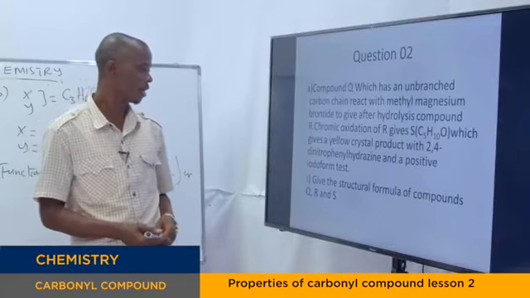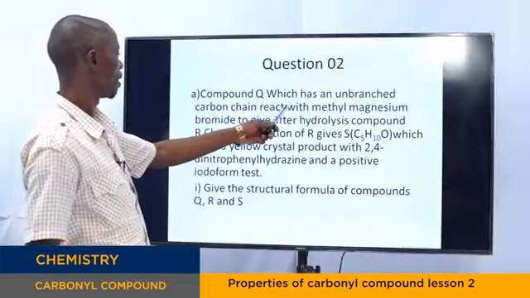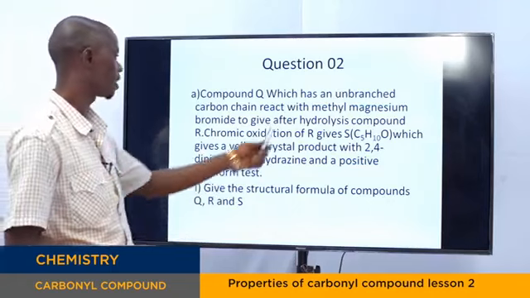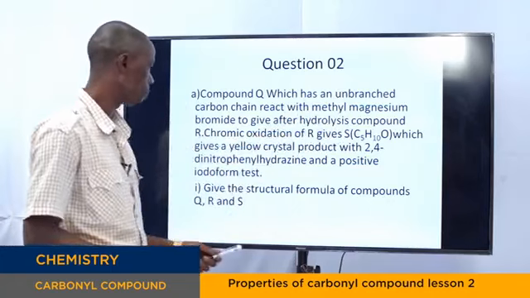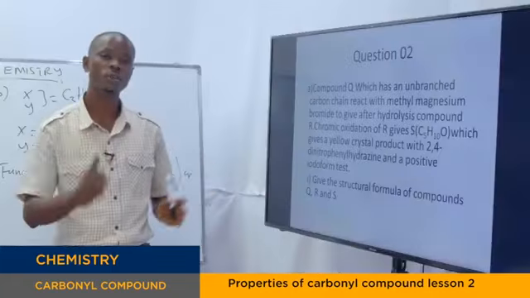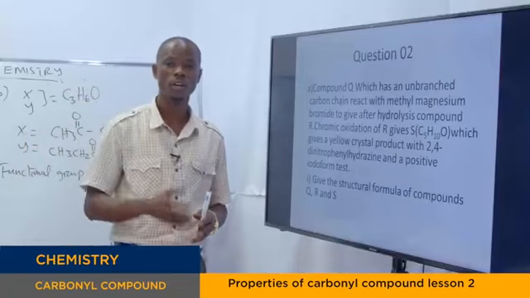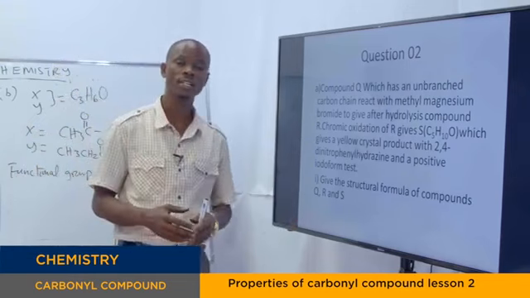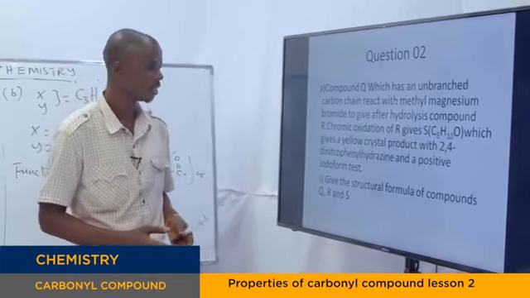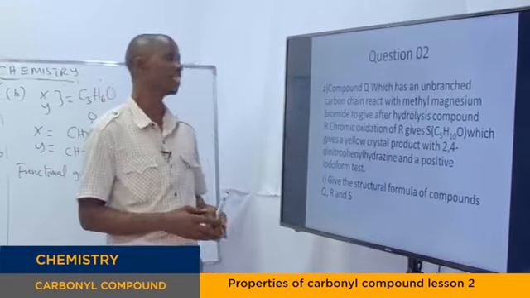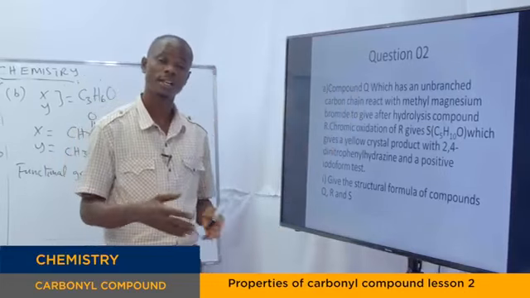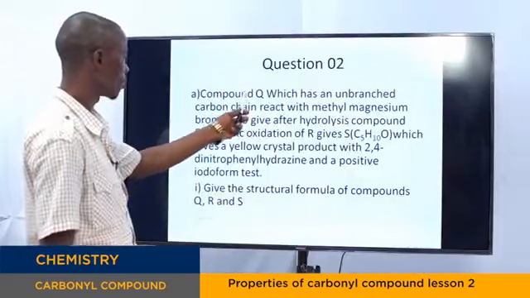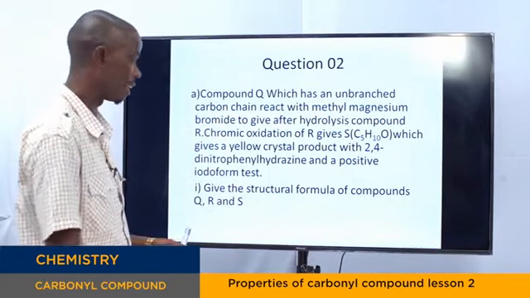I can guide you. Now, if compound Q has an unbranched carbon chain, that means there is no branch. It reacts with methyl magnesium bromide and hydrolysis. I'm sure that when you studied alcohols, one of the preparations of alcohol is the reaction between a carbonyl compound and a Grignard reagent followed by hydrolysis. We get alcohol. That is very simple. So this compound here, Q, is an aldehyde.